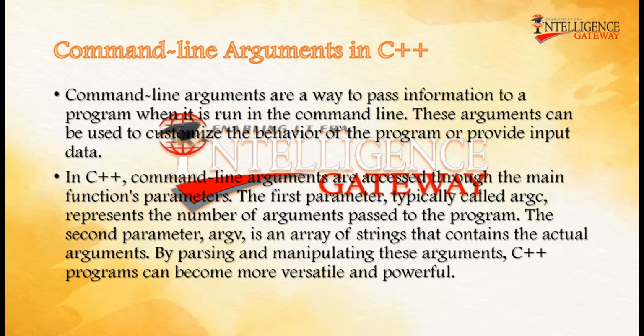Command line arguments in C++. Command line arguments are a way to pass information to a program when it is run in the command line. These arguments can be used to customize the behavior of the program or provide input data. In C++, command line arguments are accessed through the main function's parameters. The first parameter, typically called argc, represents the number of arguments passed to the program. The second parameter, argv, is an array of strings that contains the actual arguments. By parsing and manipulating these arguments, C++ programs can become more versatile and powerful.